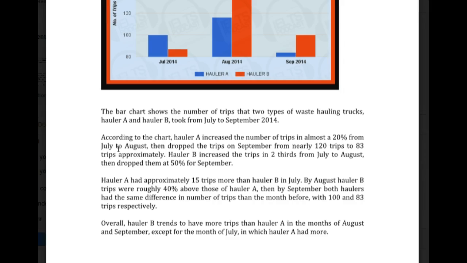So I would have started by saying here that hauler A's trips were at 100. Okay, and then you can say that they rose to like 115 or so. So it should be something like that. Hauler A increased its number of trips by almost 20% from 100 trips in July to 115 or so in August, and then not dropped the trips, but actually reduced the trips from nearly 120. Oh, there it is. Okay, so to 83 trips approximately. Okay, fine.